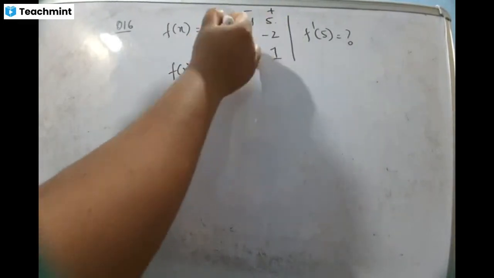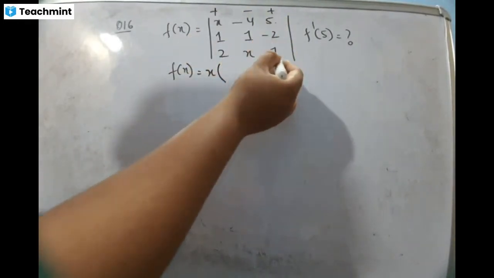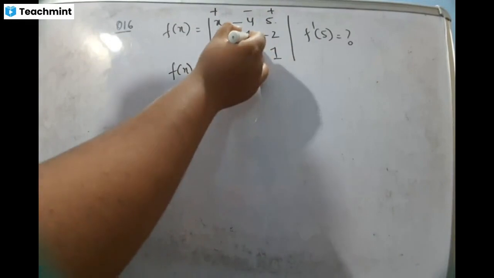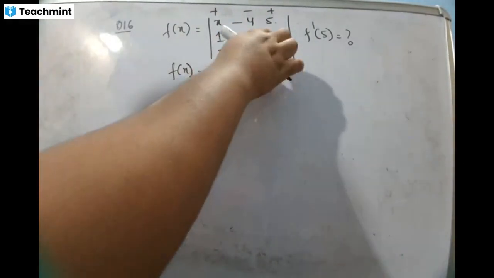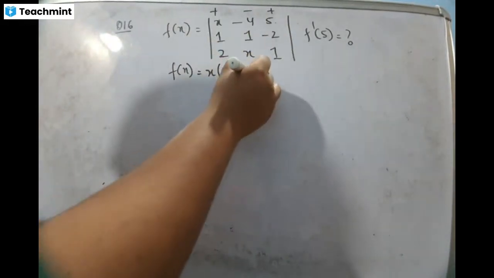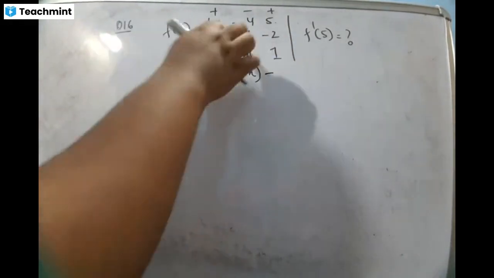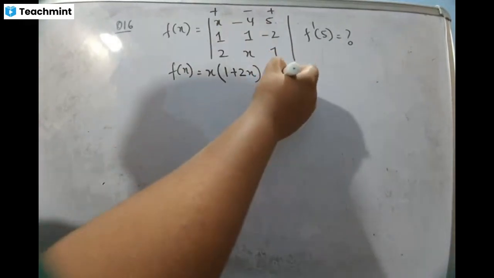Cover the row and column: 1, minus 2x, and 1. So how do you multiply diagonal elements? 1 into 1 is 1, minus x into 2 is minus 2x, so minus into minus becomes plus 2x. Minus in the middle, it is minus 4. So minus into minus is plus 4.